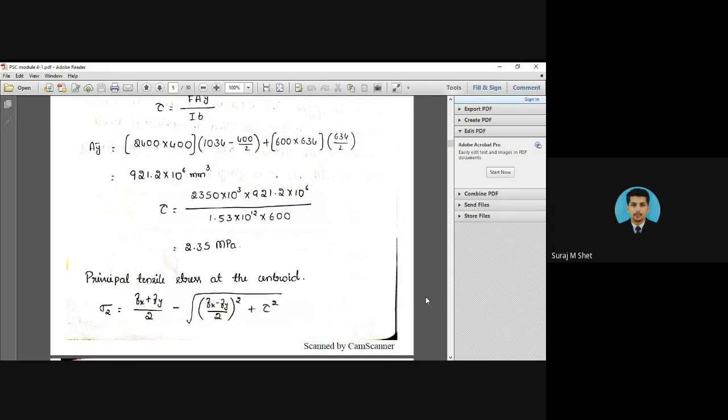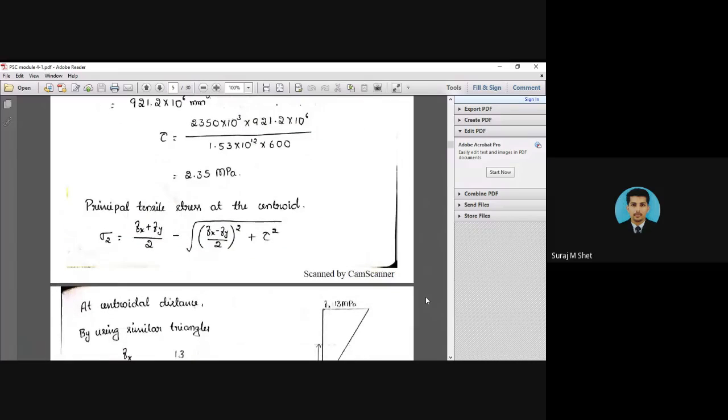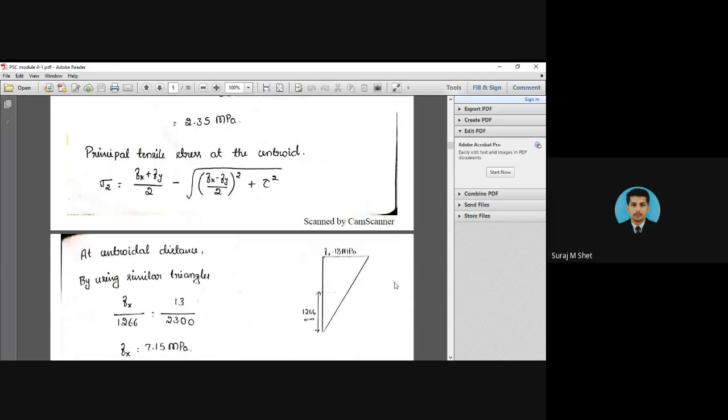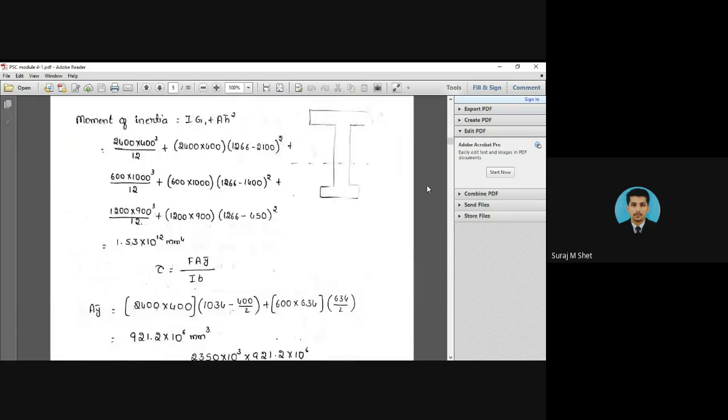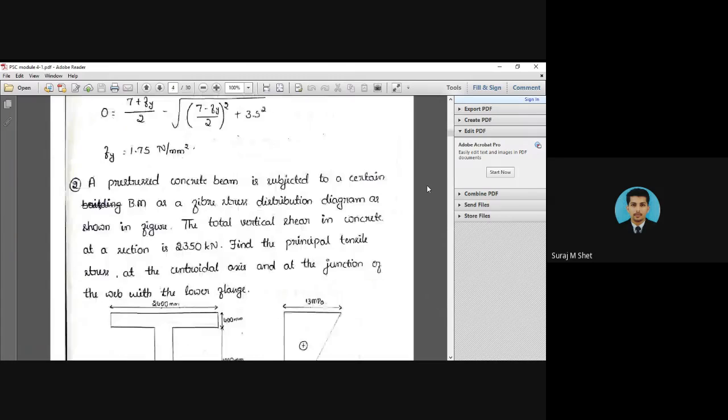square. But in this problem, they gave the stress diagram, right? So how to calculate Fx and Fy? If they gave it from the top, I can easily calculate Fx. But this Fx is from the top of the flange, and they asked to find it at the midpoint. First you have to read the question. What they ask is to find the principal tensile stress at the centroidal axis. I hope you understood.